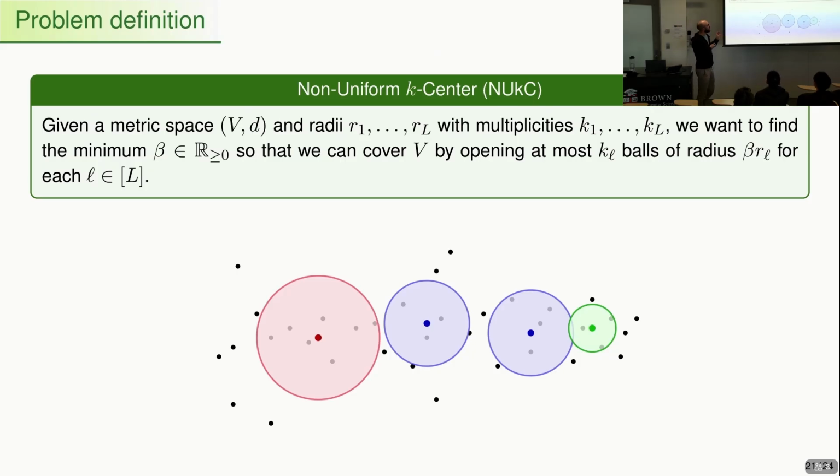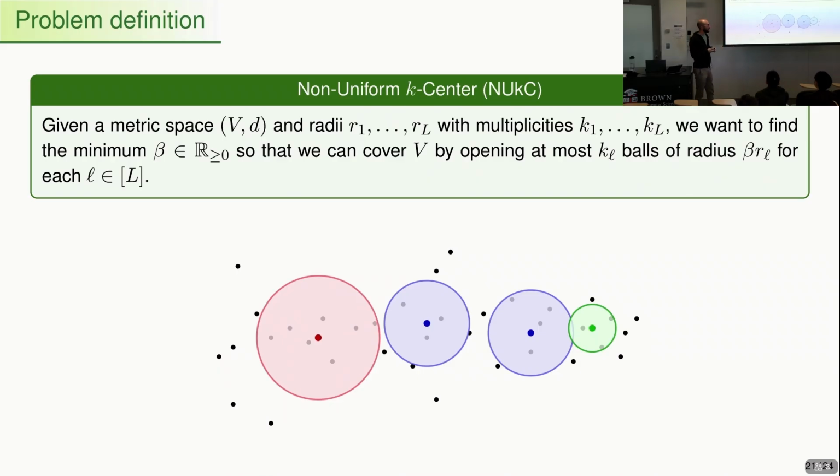And now in non-uniform K-center, we have given or prescribed radii, together with multiplicities, we still want to cover all the vertices, and we want to minimize the factor by which we multiply each of these radii to cover the whole metric space. Maybe it's easier to just look at this example. So we have 3 different radii, the large one, the medium-sized one, and the small one.